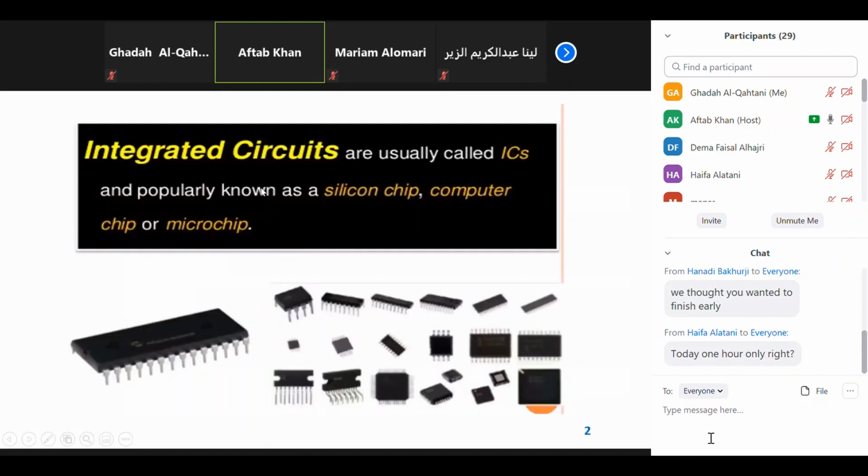What is basically an integrated circuit? These are usually called ICs in short, and popularly known as silicon chips because they are made up of silicon semiconductor. Computer chips or microchips are the most commonly known names. So it looks something like that. It has legs, connecting pins, which can be placed on the breadboard.